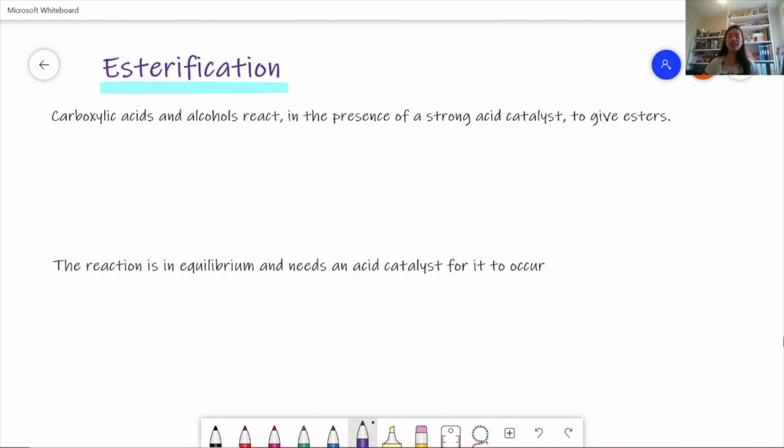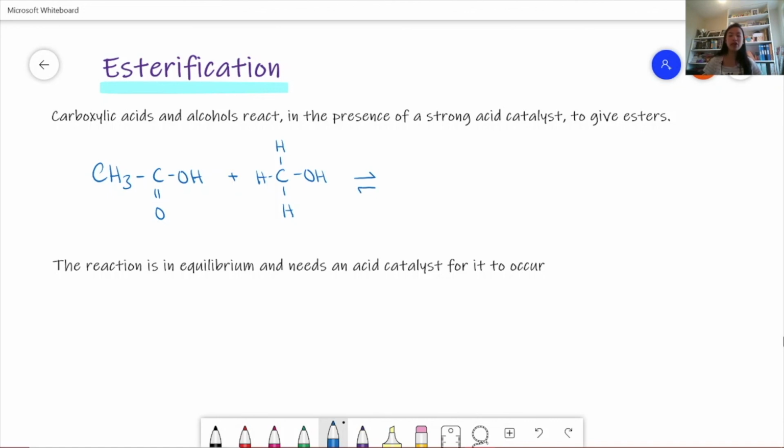Now we're going to talk about esterification. Esterification is when we react a carboxylic acid and an alcohol in the presence of a strong acid catalyst to form an ester. For example, we can have ethanoic acid, CH3, C double bond O, OH, and then if we add it with, let's say, methanol, CH3OH, this will form the ester.